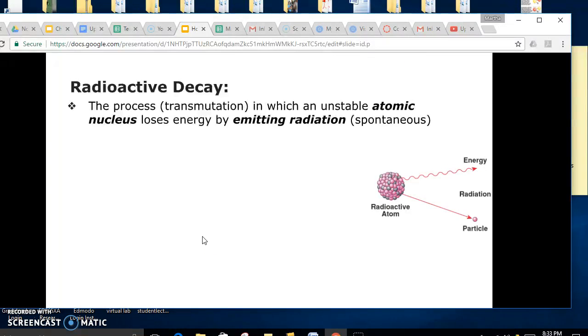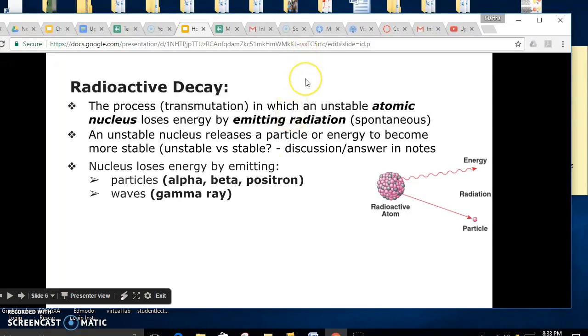Okay, our next slide of radioactive decay. So basically, what is radioactive decay?